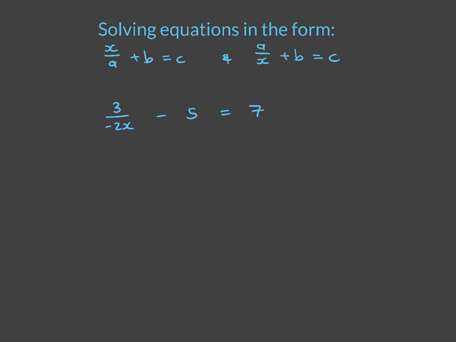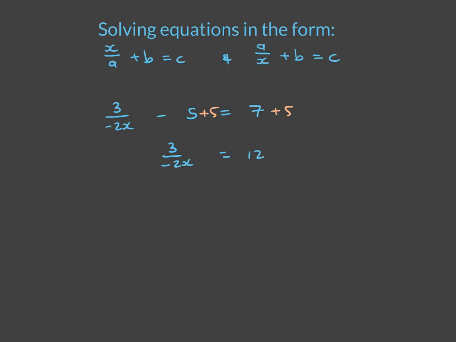So we've got here 3 divided by minus 2x. The first thing we would probably want is to get this 3 divided by minus 2x alone. And how do I do that? You would add 5 on both sides, to get rid of that minus 5. And 7 plus 5 is therefore equal to 12.